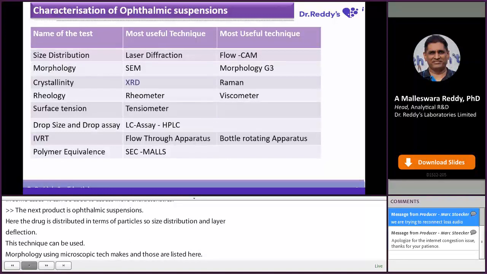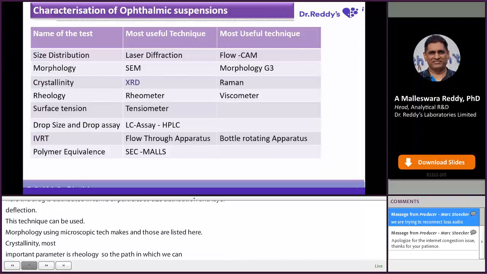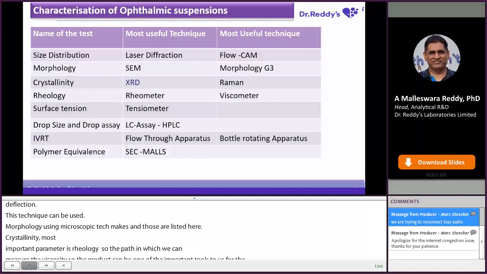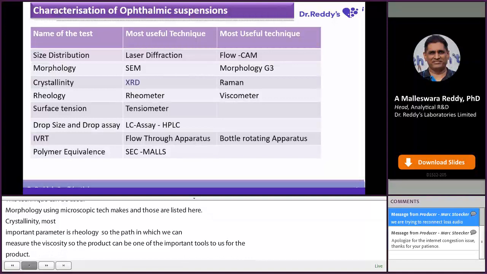The most important parameter for the ophthalmics is the rheology profile. With a rheometer, we can measure the viscosity at different shear rates. So the rheology profile can be one of the important tools to assess the similarity of the reference product with the generic product. And once the profile is established, a simple viscometer also can be used as a QC release test. Surface tension is important for the ophthalmic products, so simple techniques like a tensiometer can be used. Drop size and drop assay is important, where the simple traditional LC assay, HPLC, is a useful technique.